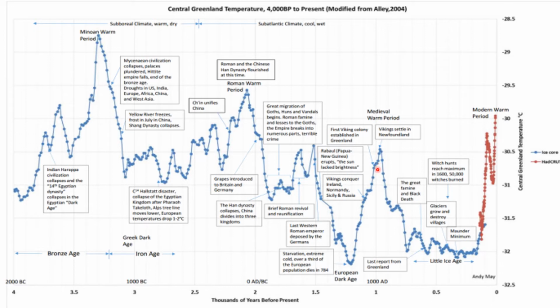Then we had some cooling again. And we descend into a 500-year period called the Little Ice Age. We had the Great Famine, the Black Death. Glaciers grew and destroyed villages. We had the Maunder Minimum during this time. And then we've come out of that with the grand solar maximum that we're in now, the modern maximum. And we're in a period of significant warming with the modern warm period.